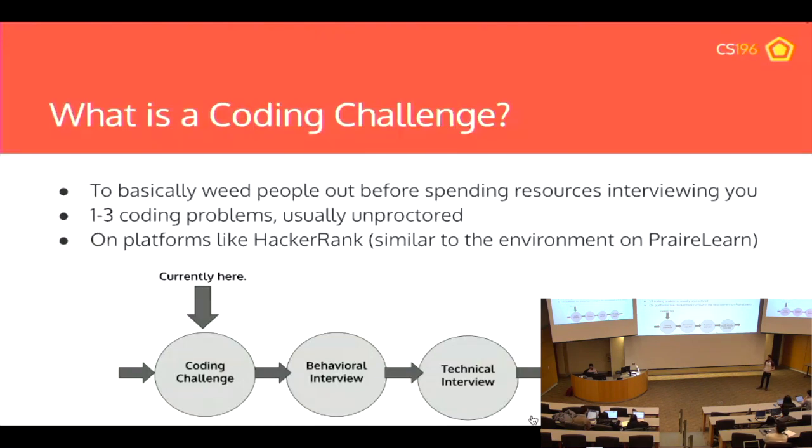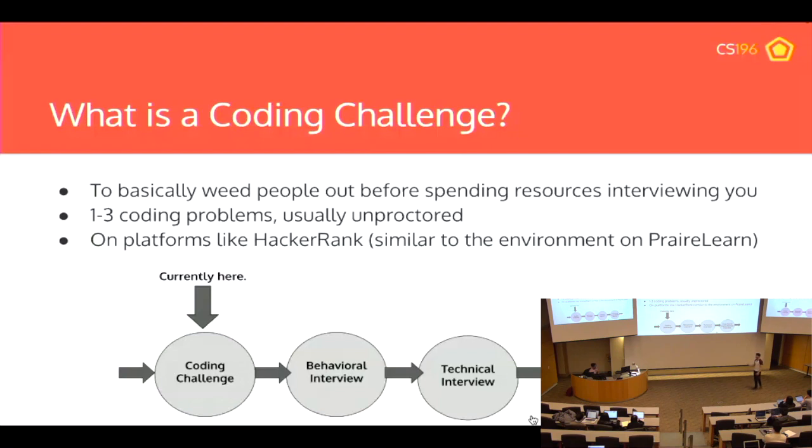So let's say you got the interview, and now you are in the coding challenge phase. Not every company does coding challenges, but a very vast majority of them do. What is a coding challenge? It's basically just a way of weeding out people because interviewing people does cost money. You have to pay the interviewers. You have to pay the recruiters. If they're flying you out, you have to pay for your flights, your hotel, your food, whatever it is. It takes money, it takes time, it takes resources.